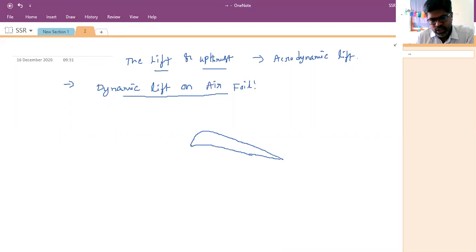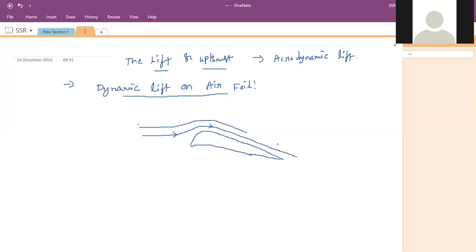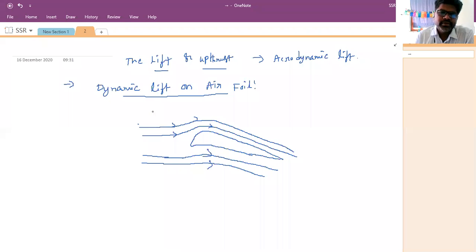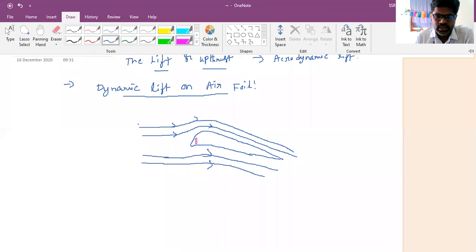Now with respect to this wing, you can draw the air movement. This is the air movement; it changes direction like this while the aeroplane is moving. You can see this diagram. This is the direction of movement of the air with respect to the wing of the airfoil. So this is the wing.